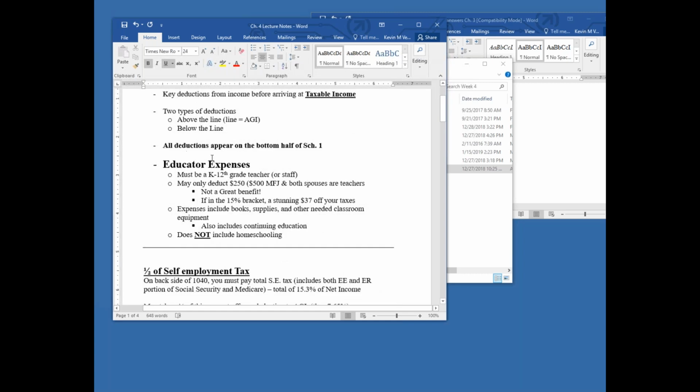The educator expense is only applicable to K through 12 teachers, not college teachers, and they're allowed only $250 off of their taxes. And I stated here it's not a great benefit, because if you're in the 15, let's say 12% bracket, it's even lower. 15 was last year's bracket in 2017. 12% of 250 would be somewhere, I don't have the calculator in front of me, but maybe about $32 off of your taxes. So a very, very small amount off your tax liability. You may save $32 when you spend $250. So it helps, but not a lot.